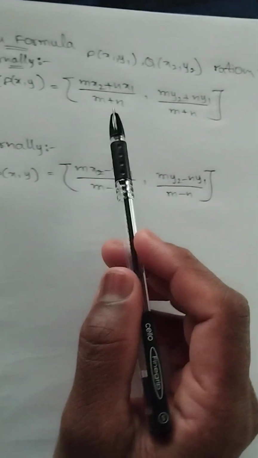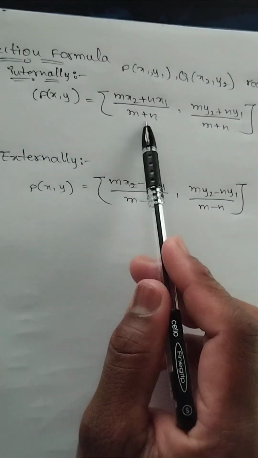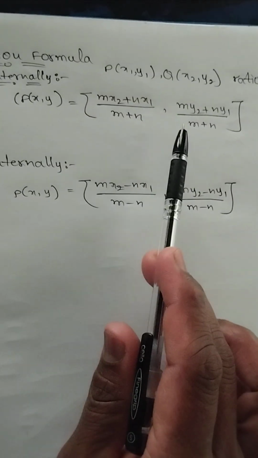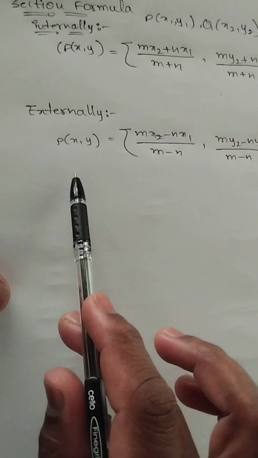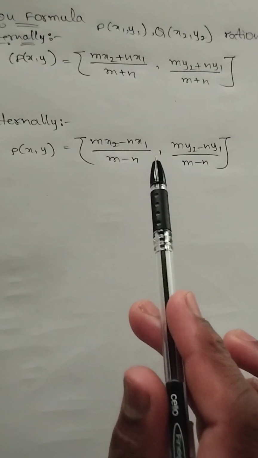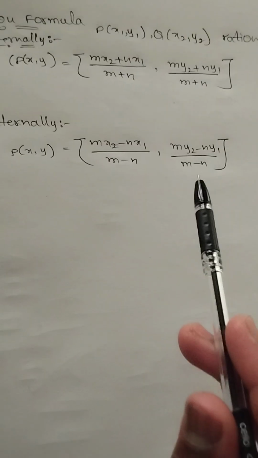Then two more formulas. Suppose we know 2 points and the ratio is m is to n, and a point is dividing them internally in the ratio m is to n. So how can we calculate the point? ((mx2 plus nx1) by (m plus n), (my2 plus ny1) by (m plus n)). If the same point is dividing externally, the formula becomes ((mx2 minus nx1) by (m minus n), (my2 minus ny1) by (m minus n)).